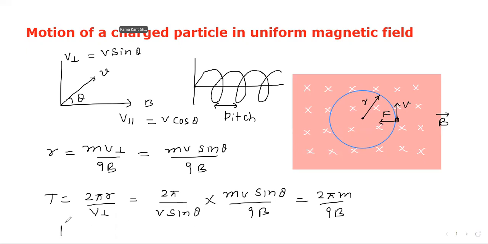Let's find out the pitch. P equals the parallel component of velocity times the time period, and the parallel component of velocity is v cos theta, times the time period, 2 pi m divided by qB. So this is our expression. Now let's understand it by doing some numericals.